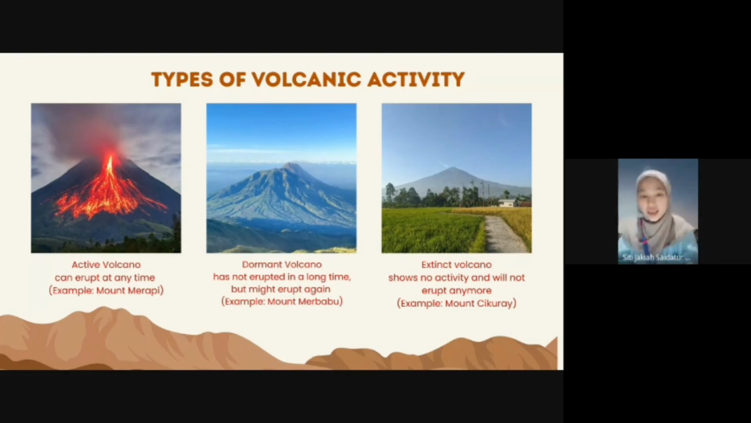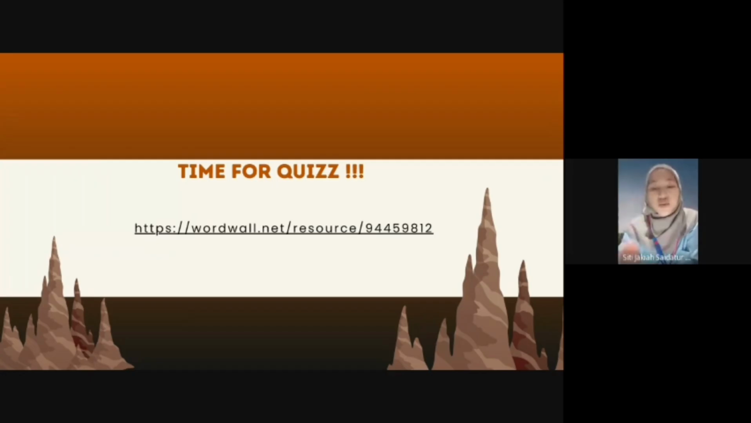So, in a simple way, an active volcano is a mountain that can erupt at any time, and we don't know when, but they can erupt at any time. But a dormant volcano has not erupted in a long time, but might erupt again. And an extinct volcano shows no activity and will not erupt anymore. So you can remember this, it is a very easy way to understand the types of volcano. And we will explain together about this.